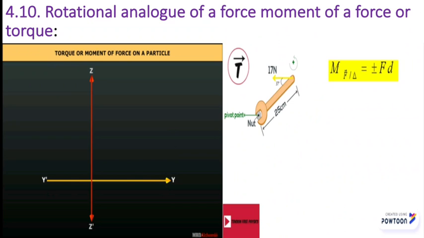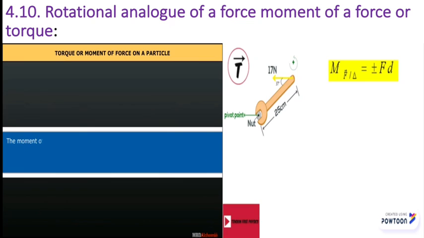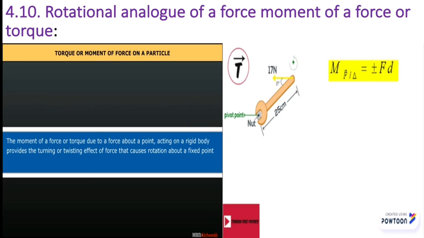First point is, the rotational analog of force, or moment of force, or torque, is explained as torque or moment of force on a particle. The moment of a force or torque due to a force about a point acting on a rigid body provides the turning or twisting effect of force that causes rotation about a fixed point or a fixed line or axis.